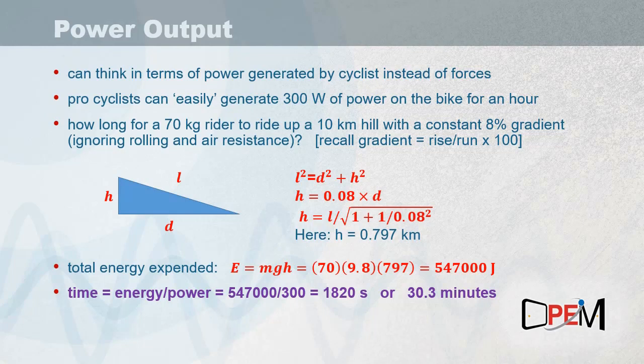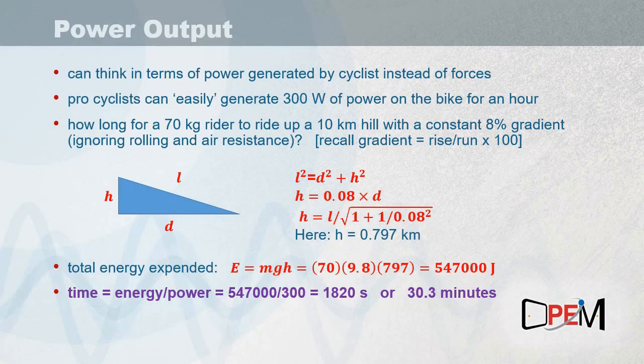Converting to meters will give me a number in joules, so it's 547 kilojoules of energy needed to go from the bottom of this hill to the top of the hill, just to offset the effect of gravity. Now, we're told that the cyclist could maintain a power output of 300 watts for an hour, so we're going to see if this rider can get to the top of the hill using that power output.